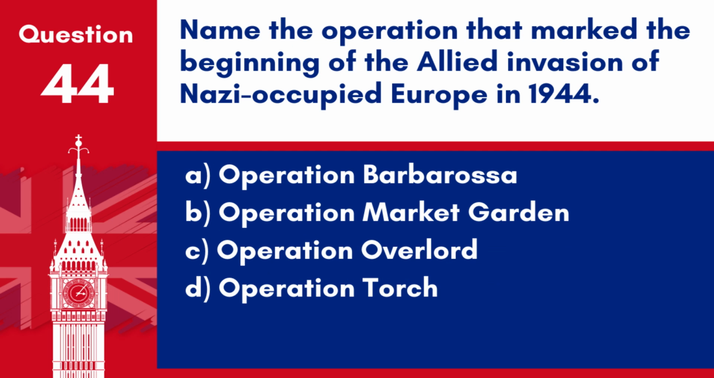Question 44. Name the operation that marked the beginning of the Allied invasion of Nazi-occupied Europe in 1944. A. Operation Barbarossa. B. Operation Market Garden. C. Operation Overlord. D. Operation Torch. Answer. C. Operation Overlord. Operation Overlord marked the beginning of the Allied invasion of Nazi-occupied Europe in 1944.